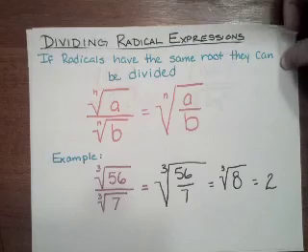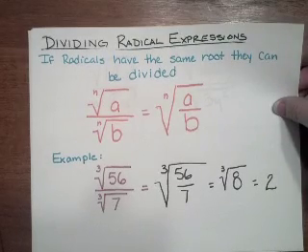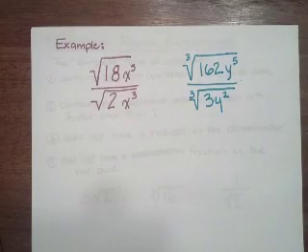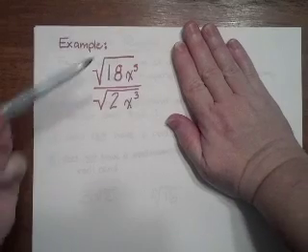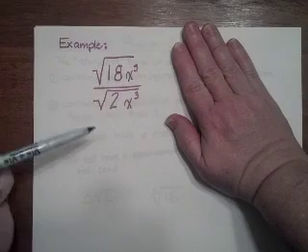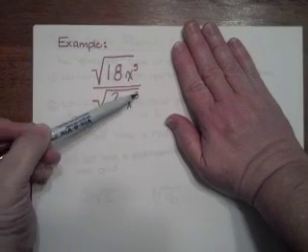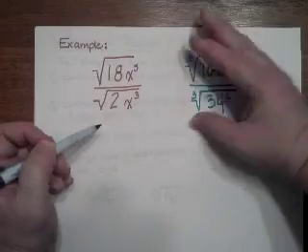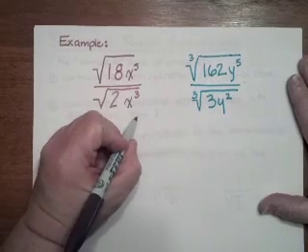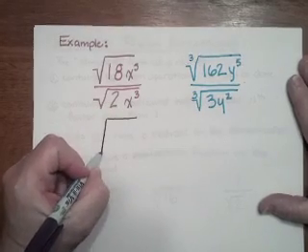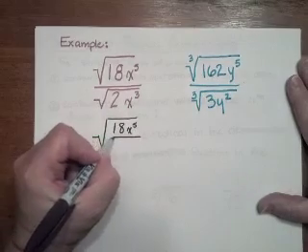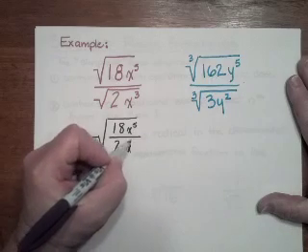So let's use that for a couple more involved examples. So here are my examples. And let's just look at this one first. The square root of 18 times x to the 5th over the square root of 2x to the 3rd. So knowing that they both are square roots, I can put them together. So I'm going to do that. So I have 18x to the 5th over 2x to the 3rd.